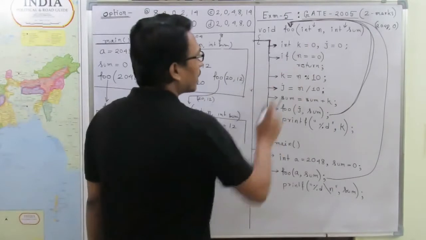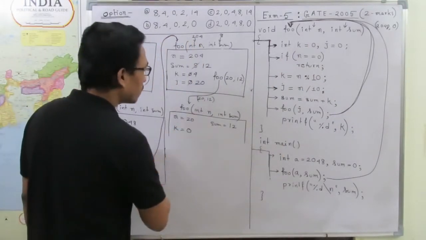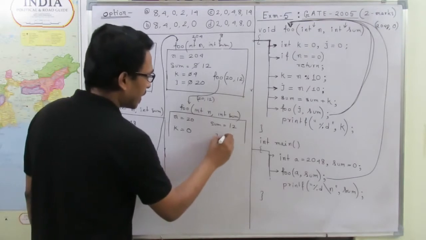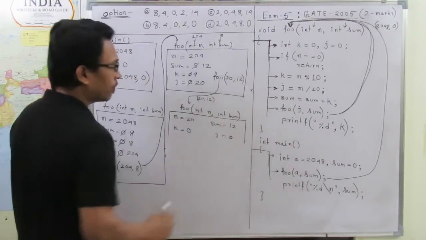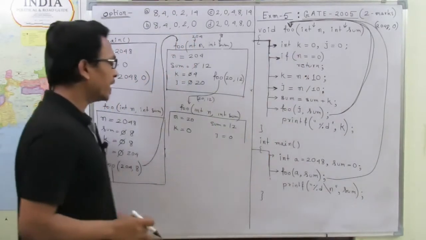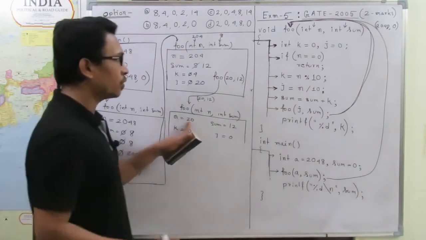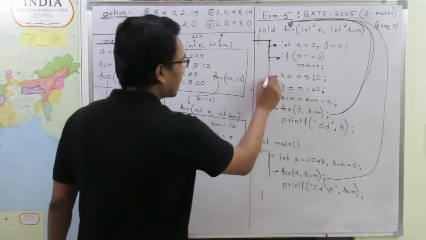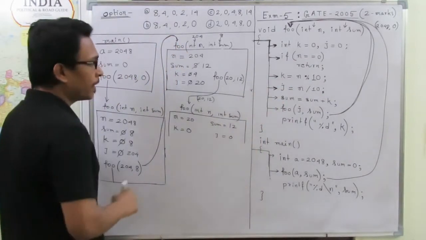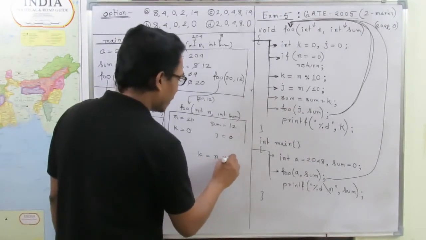So first it will create two variables k and j. k will be initialized with 0 and j is again initialized with 0. Now the next instruction is: if n, the value of n is 20, is 20 equal to 0? Is it true? No, it is not true. So the system directly comes here, and the instruction now is k equal to n modulo 10.